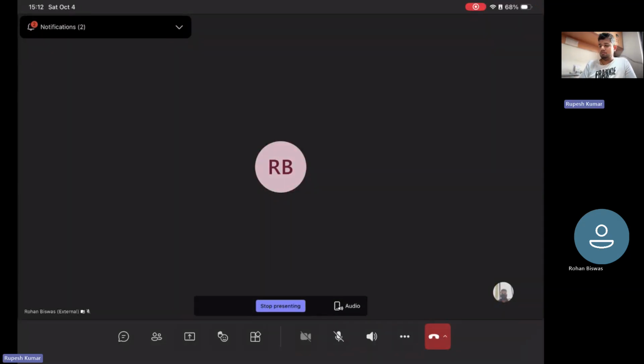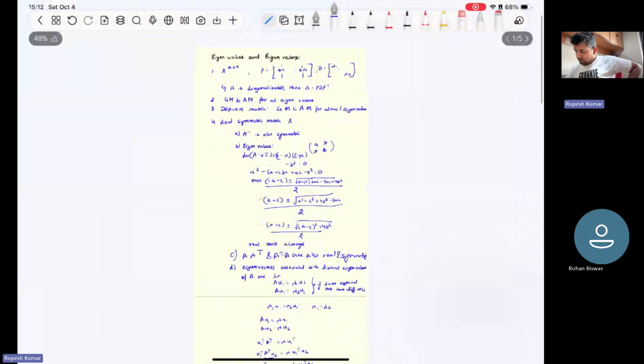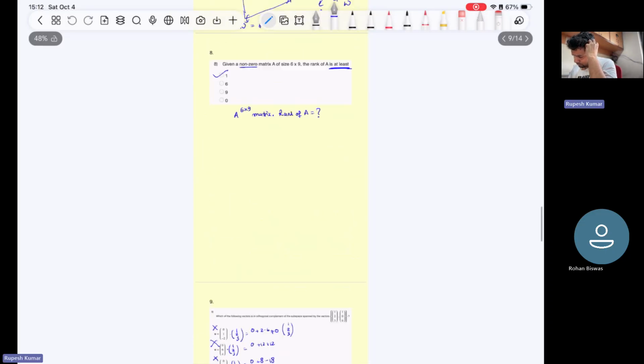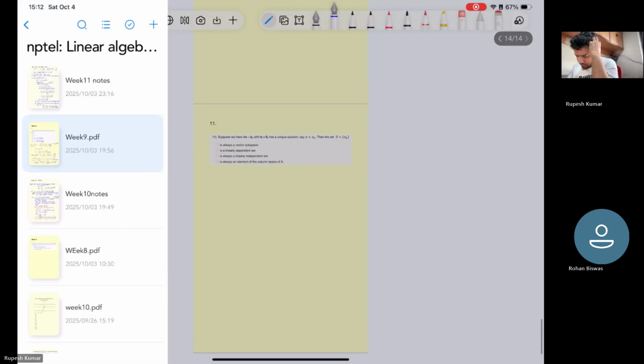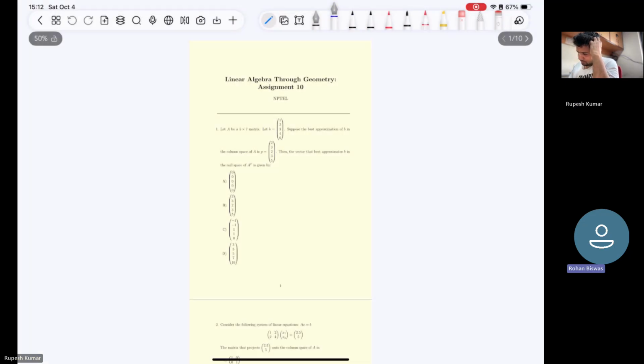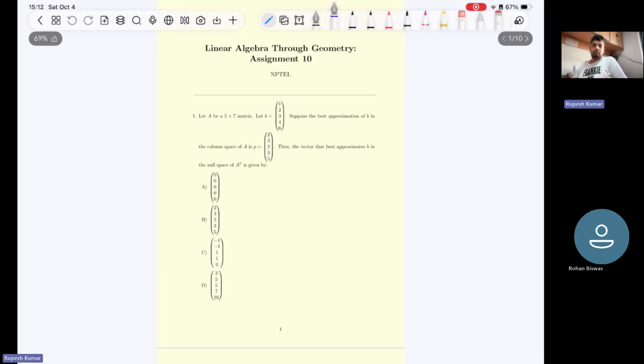Right. So is my screen visible? Yes, sir. Great. Let's start the session. Yesterday we were solving problems from week 10, right? Yes, you gave us week 10 problems to solve. The week 10 notes were over, right? So let's solve these problems very quickly and then we can start the session for week 11, right? Yes, sir.